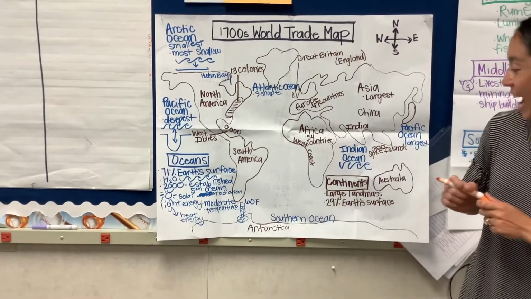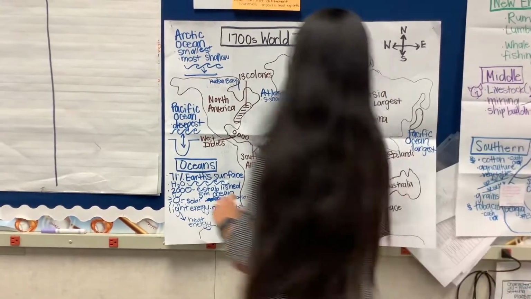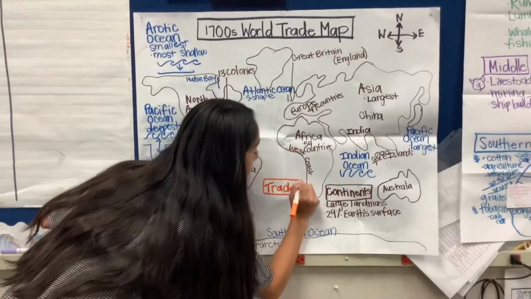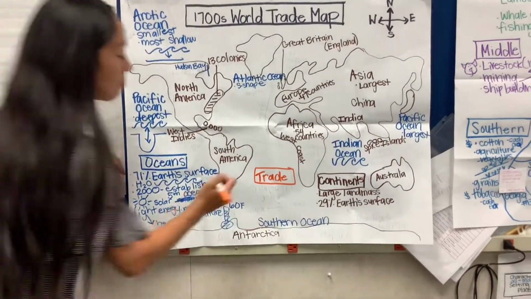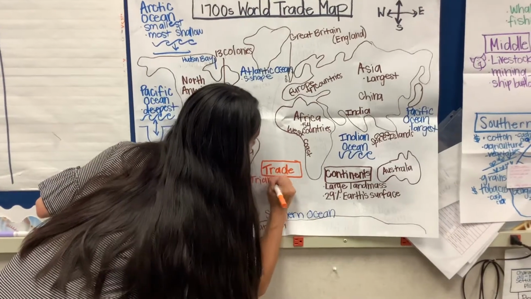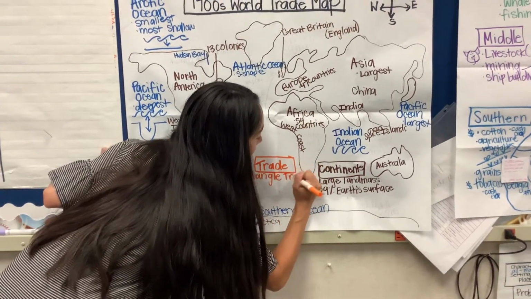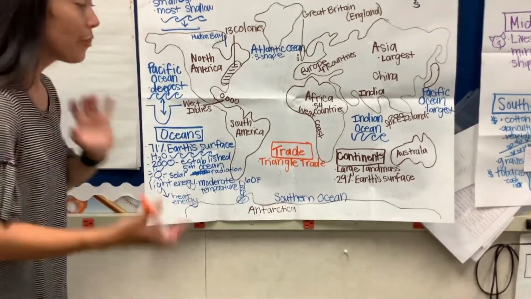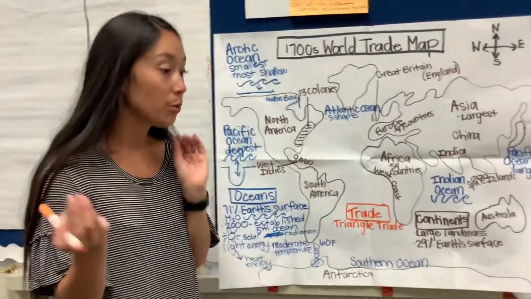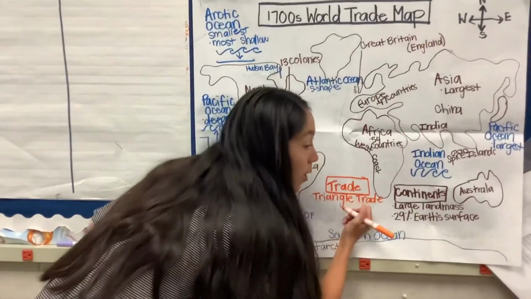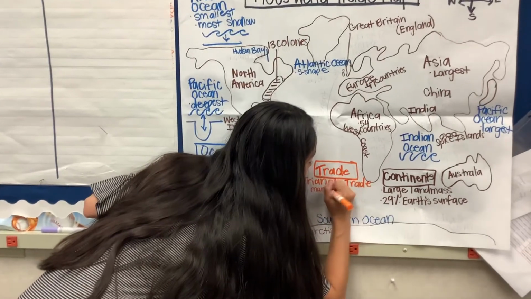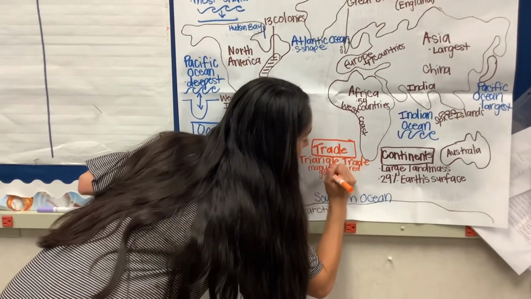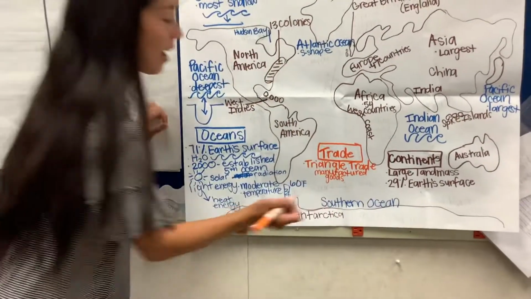Okay, our next category that we are going to go over is trade. Say that with me, trade. So, during this time, we had the triangular trade, also known as the triangle trade. Say that with me, triangle trade. The triangle trade was a trade between three main goods. We had manufactured goods. Say that with me, manufactured goods.